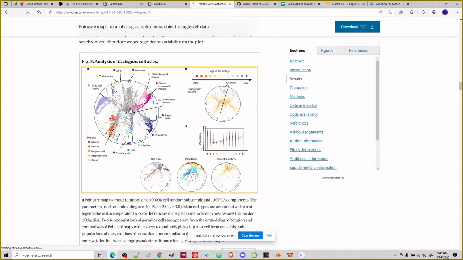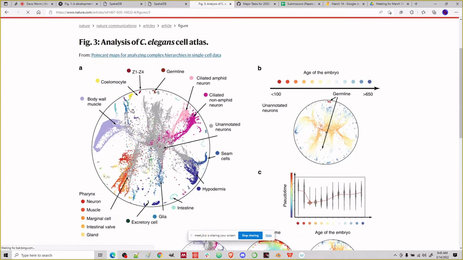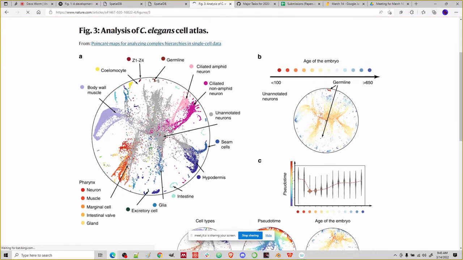And then this is the image I wanted to show here. So this is an analysis of the C. elegans cell atlas. This is where we have our cells from C. elegans that we saw in some of the previous papers. We see that we have some things that we can identify, different cell and tissue types of body wall muscle, coelomocyte, germline, Z1 through Z4, which are, I believe, germ cells, ciliated amphid neuron, ciliated non-amphid neuron. So you have all these different cell or tissue types that are put onto this embedding, and they have these distances between each other. So you can see that there's a distance between ciliated non-amphid neuron and body wall muscle, and you can see that the distance is here.